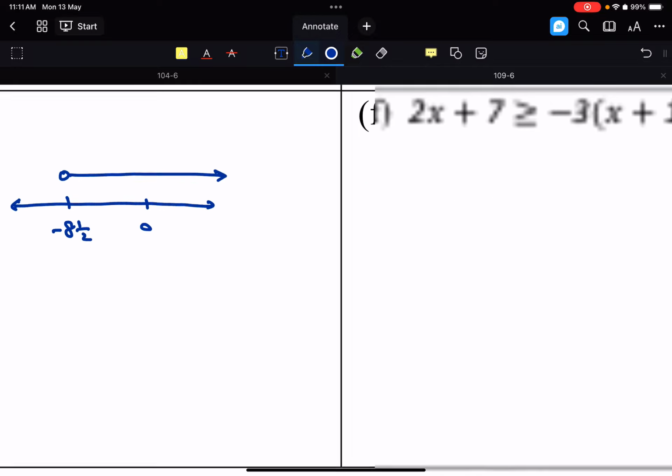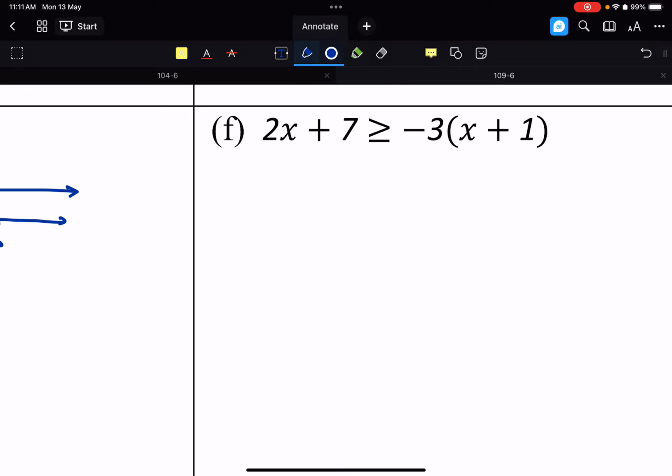Okay. One more example. Similarly, I can expand, right? Equal to negative 3x minus 3. This is fine. Now, when we add or subtract, it doesn't really matter. The direction does not have to change. We only change the direction when we try to multiply or divide by a negative number. Adding and subtracting doesn't affect the direction of the inequality. So this gives us 5x greater or equals to negative 10, and x is greater or equals to negative 2.